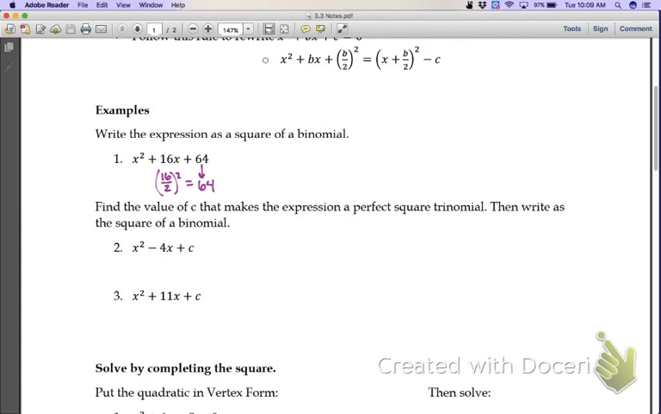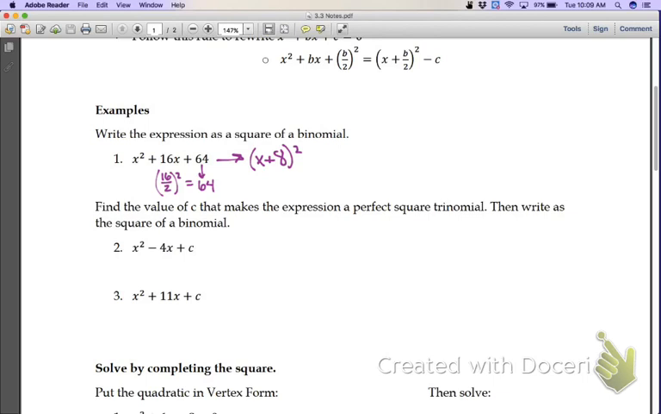So an easy way to write this: what is 16 divided by 2? 8. So we're going to go x plus 8, quantity squared. If it's a perfect square, all you have to do is take that middle term, divide it by 2, and slide it right into that parenthesis. An easy way to check is to multiply everything out, x plus 8 times x plus 8. The easy thing to do, though, is to take that middle term, divide it by 2, and square it to get that back value.